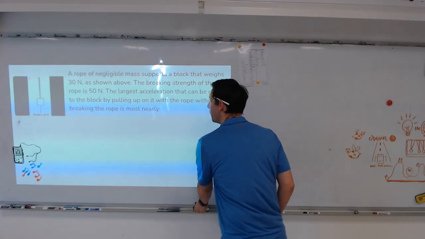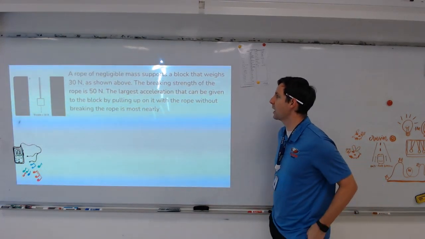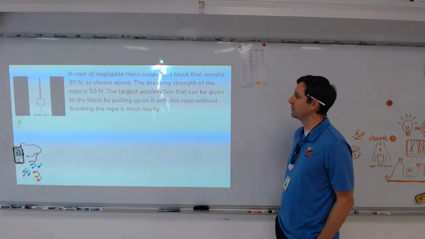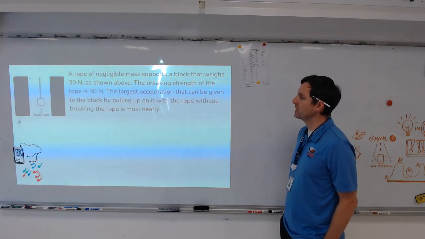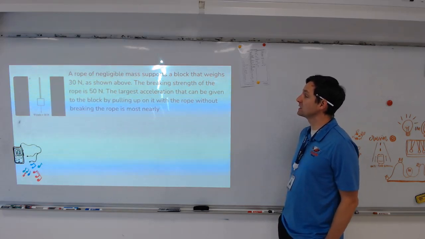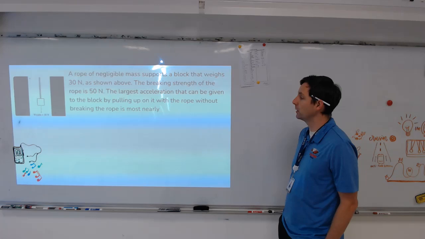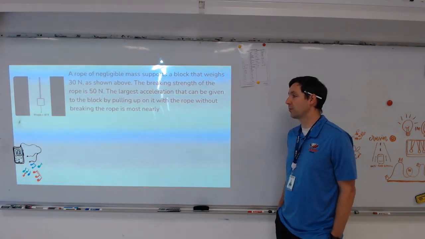A rope of negligible mass supports a block that weighs 30 newtons, as shown above. The breaking strength of the rope is 50 newtons. The largest acceleration that can be given to the block by pulling up on it with the rope without breaking the rope is most nearly.